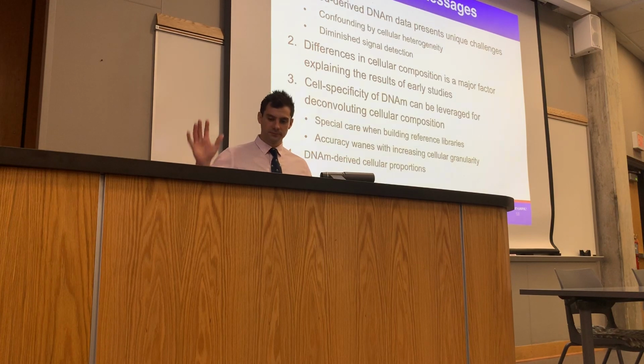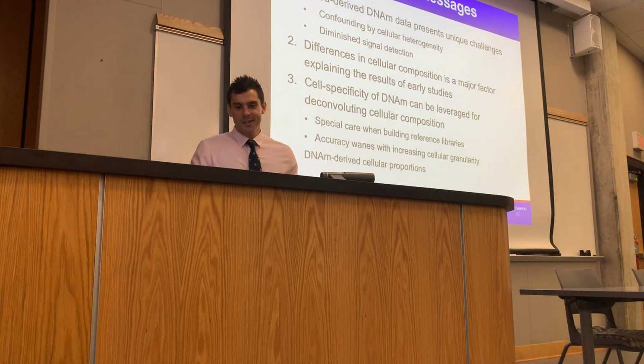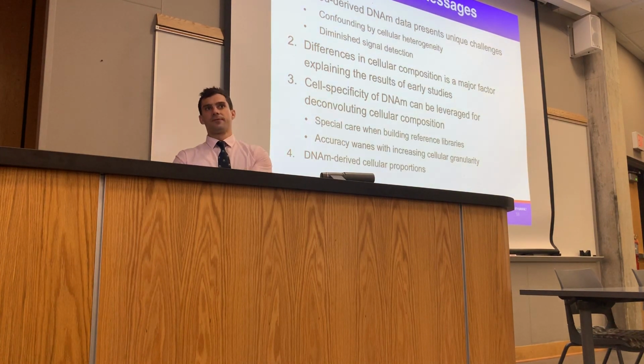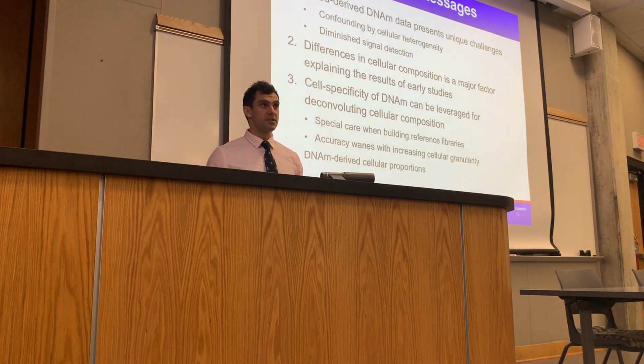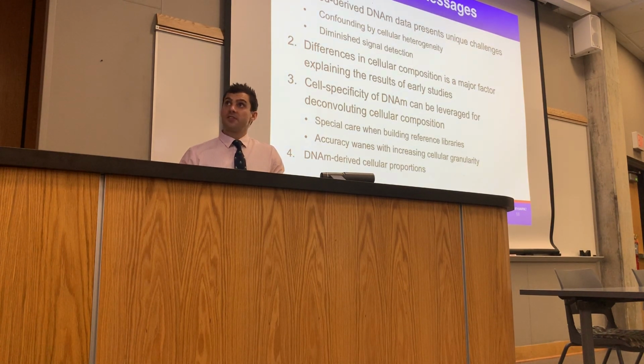All right, so take-home messages. Blood-derived DNA methylation presents unique challenges. There's this issue of confounding by cell heterogeneity, and even if cell heterogeneity isn't a confounder, it's still an important source of variation and should be accounted for in our statistical methods. Differences in cell composition are a major factor that explains the results of some of these early studies that were looking at blood-based DNA methylation in cancer. And the cell specificity of methylation can be leveraged for deconvoluting cell composition.